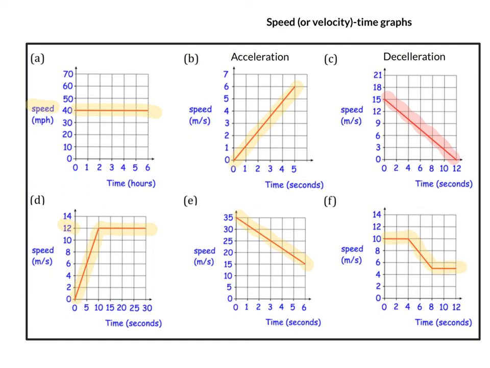So hopefully we understand speed time graphs a bit better. You will notice that I've put velocity. Now, velocity, a posh word for speed, it actually means speed in a particular direction. So if you see the word velocity, we're actually talking about speed.